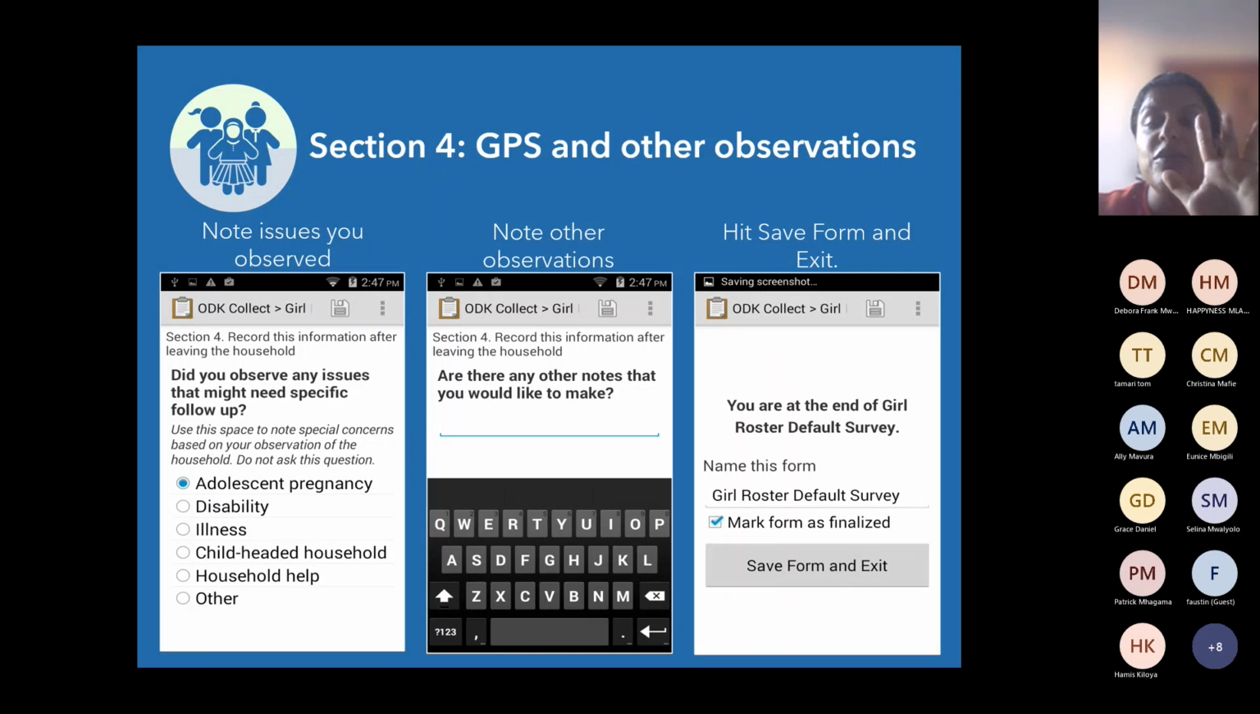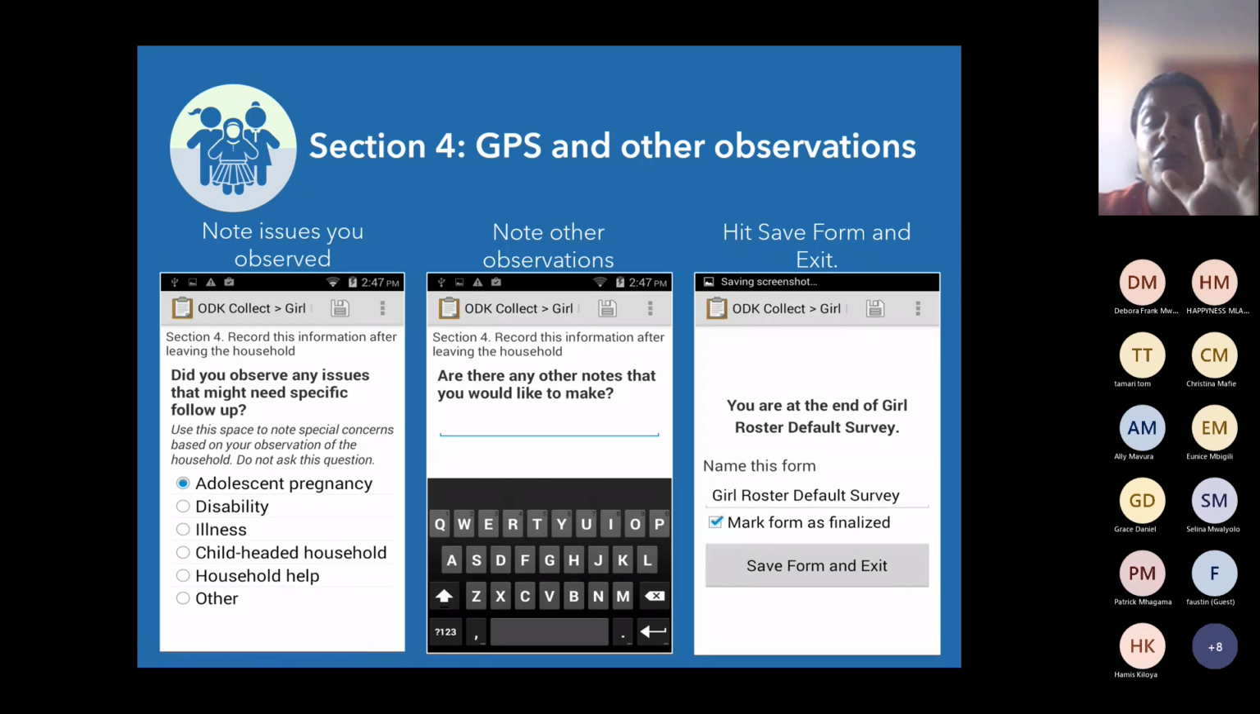That's just one example, but again, you might have other ideas. You might have noticed, for example, signs of abuse or signs of violence, and you want to make note of that. The nice thing about this is you're not asking anybody directly any sensitive questions. You are just using your own eyes and ears to note anything you observed. And there's one more opportunity to do that, and this is written. Are there any notes that you would like to make? You can make any other notes you want here.